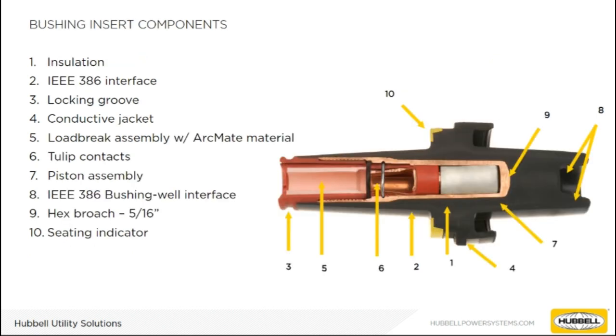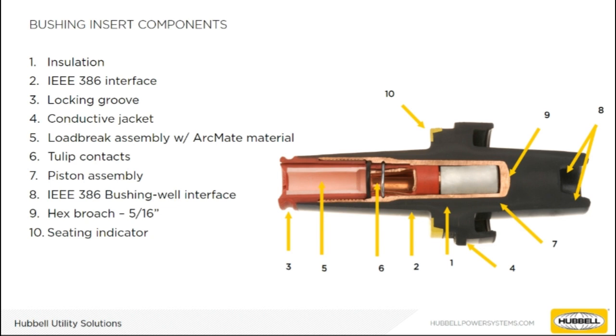Load break bushing inserts make installation in the field quick and safe. Made with molded EPDM rubber and an interface that conforms to IEEE standard 386. When a suitable elbow is installed, it provides proper creep distance and a watertight joint. The load break assembly includes an ablative material that produces gas when exposed to load break switching, which allows for safer switching when used with load break elbows.